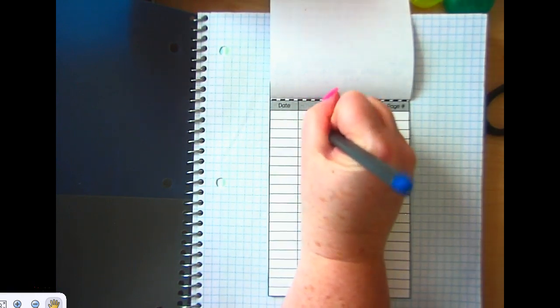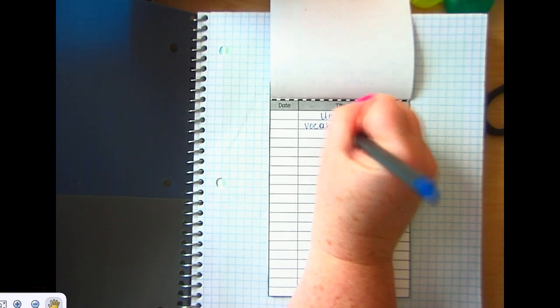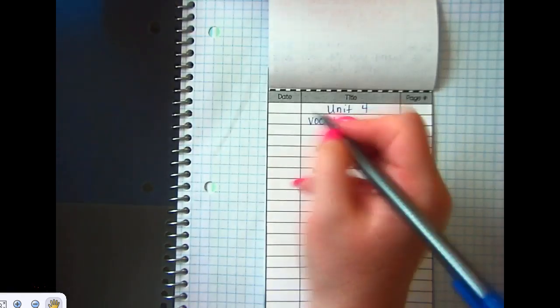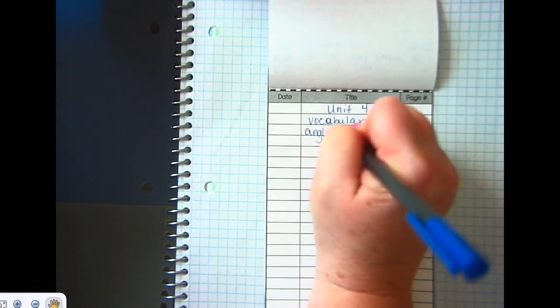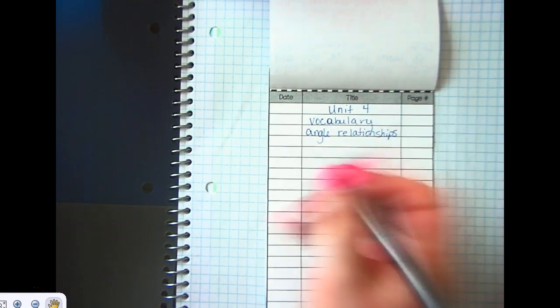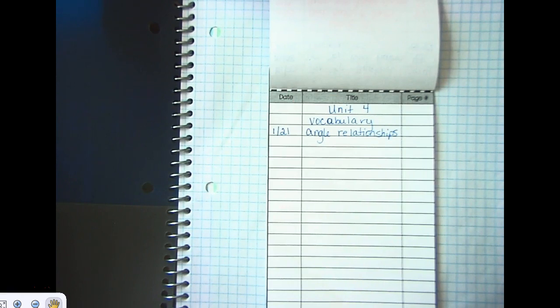I'm going to leave a section at the beginning for vocabulary. We'll go back and put page numbers in just a minute. So we'll leave a vocabulary section at the front. The next few pages are going to be called angle relationships. And today is 1/21. And I need to go do some numbering so we can put those in.